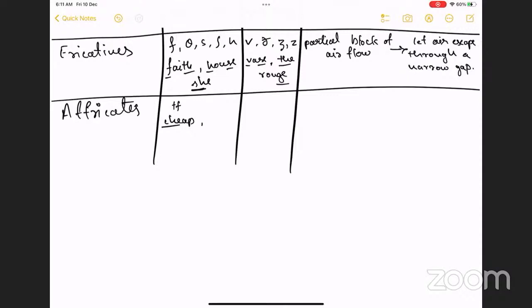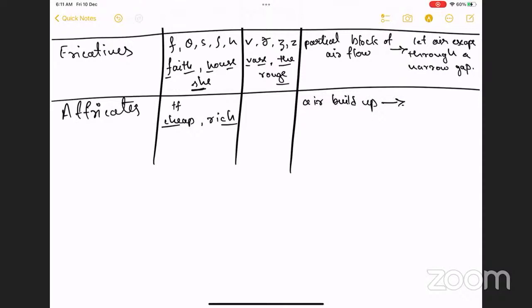So phonemics will always help. Coming back, you have words like cheap, rich, ch. These will be voiceless. And how are these sounds made? What is the manner in which they are made? There is air buildup here also.